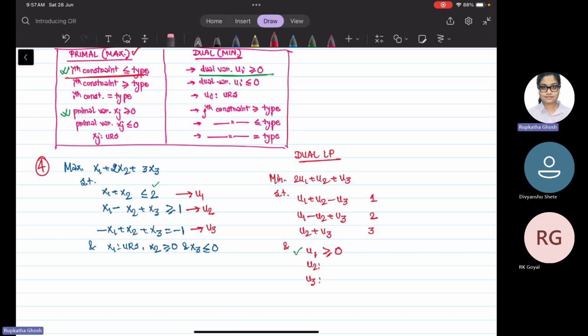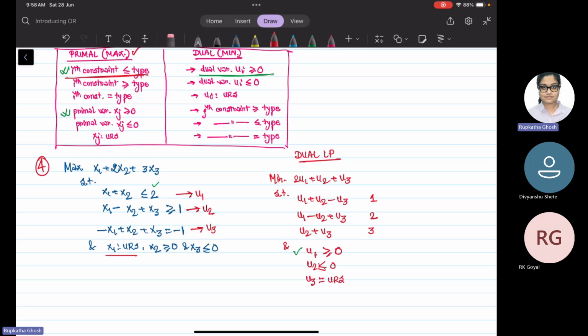Whatever be the sign of your constraints in your primal, if it is a maximization problem, then in the dual model the signs will completely be the opposite. Just remember that. So u2 would be less than equal to 0, and u3 would be unrestricted in sign because it is an equality constraint. I'm repeating this: the opposite would be true if and only if your primal is a maximization problem.